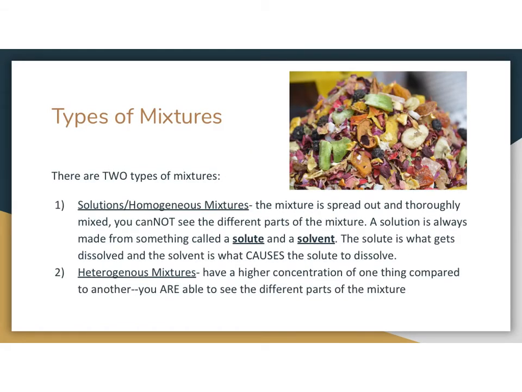Now, we have two types of mixtures. The first one is called a solution, or sometimes called a homogeneous mixture. The second one is called a heterogeneous mixture. So homo means the same. And this is where your mixture is spread out thoroughly. So you cannot see the different parts of the mixture. It looks like it's all perfectly blended together. So an example of this might be like salt water, right? Because that salt perfectly dissolves in the water. You no longer could see how you could separate out one from the other.